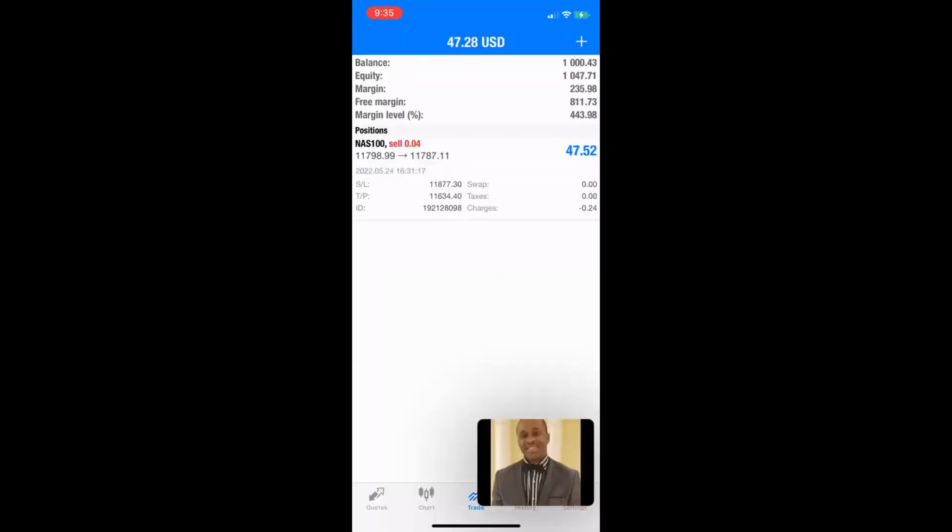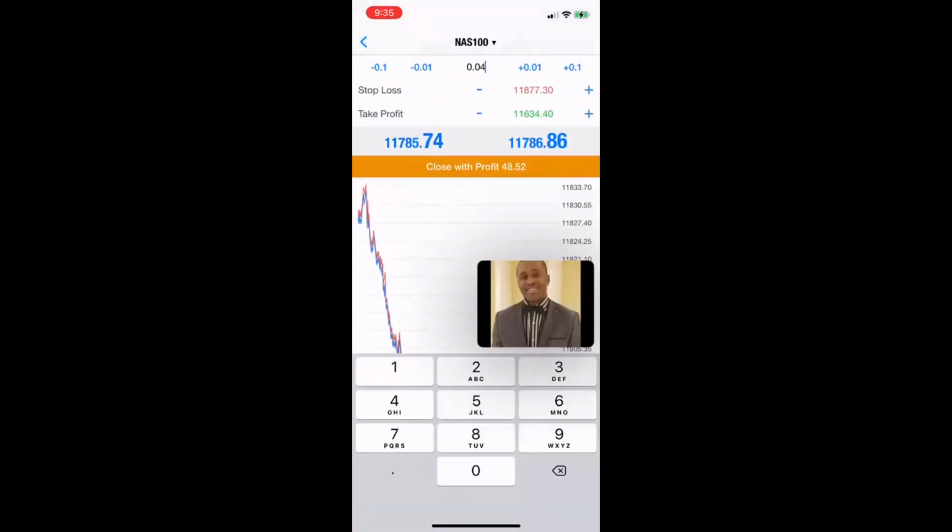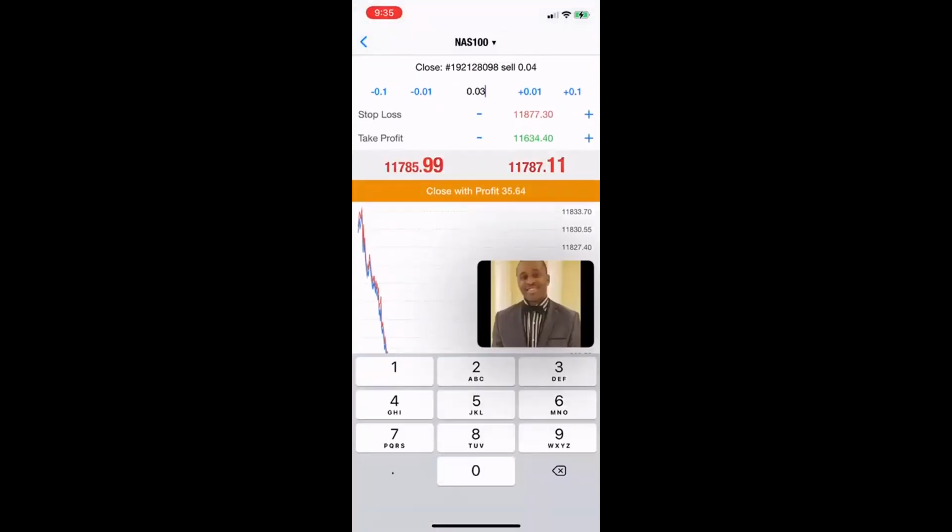Looks like I'm starting to profit now. So let me be prepared to close my first partial. See what happens here. At least 50 or more. 52. Let's go, let's go, let's go. Come on, come on, come on.